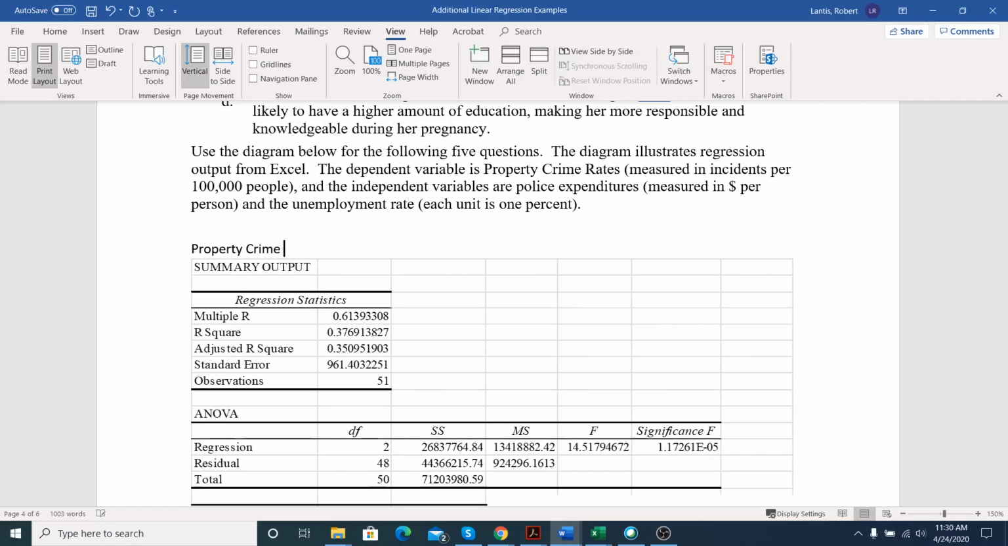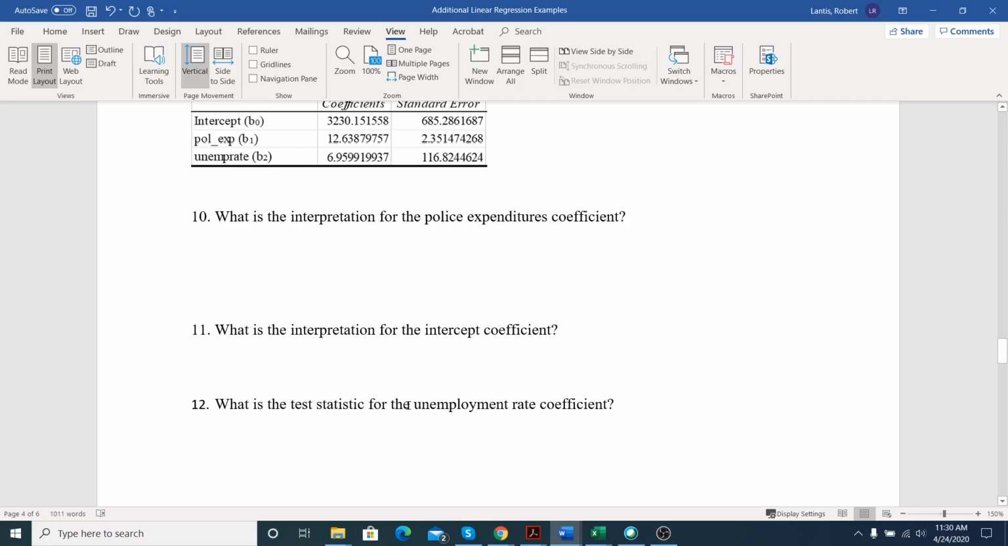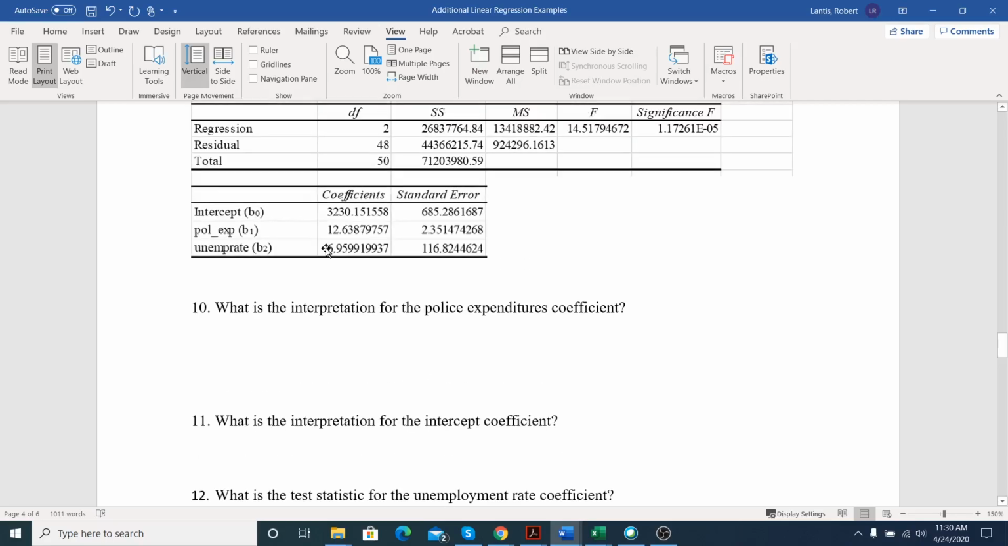Property crime is equal to the intercept plus beta 1 times expenditures plus beta 2 times unemployment rate, right? What would the test statistic be on the unemployment rate variable? Once again, this one should be easy. Coefficient divided by your standard error.